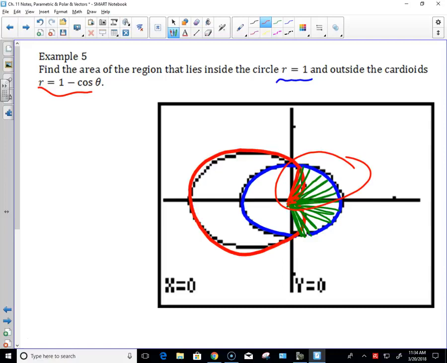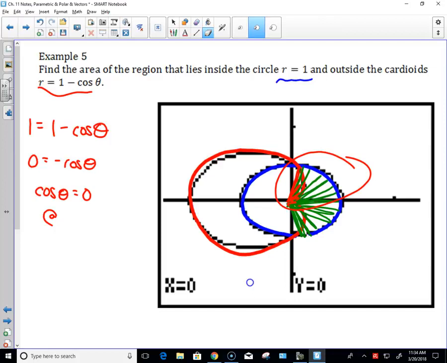So let's think about this. How are we going to figure out when they intersect, if they intersect? That's kind of an important point, right? Okay, so intersection, let's see if it's easy by hand. Is it easy by hand? Looks easy by hand, right? Because I can subtract 1, 0 equals negative cosine, hence cosine equals 0, which is going to occur. Not x, theta.